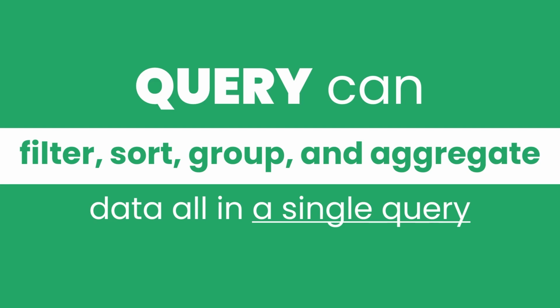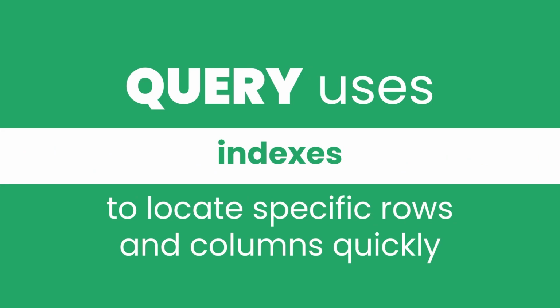Optimized algorithms used in Query and Google Visualization API allow for processing large datasets much faster than standard formulas in Google Sheets. When working with large datasets, Query uses indexes to locate specific rows and columns quickly. Unlike filter or sort, which process all data row by row, indexes allow you to jump directly to the required part of the data. Imagine having a book with an alphabetical index. You can quickly find the right page instead of flipping through the entire book.